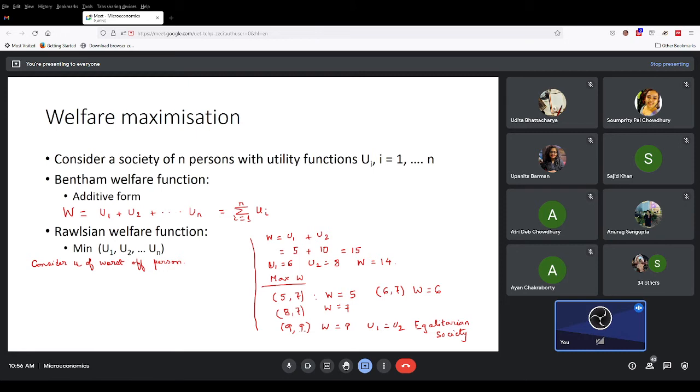Now Bentham argued that you can simply add up the utility of different persons. So social welfare is u1 plus u2 plus u3 and so on up to un, the summation of ui. So that means if you have two persons and u1 is 5 and u2 is 10, then the welfare is simply 15. If your utilities are 6 and 8, you get a welfare of 40.